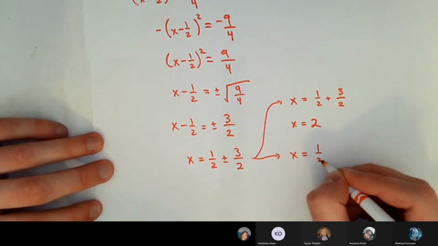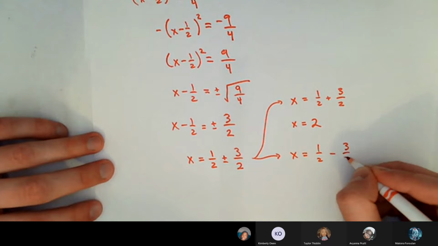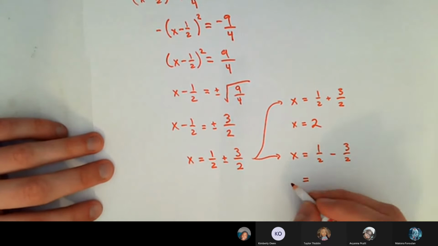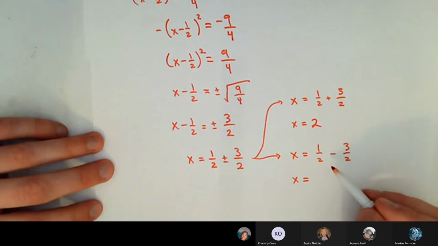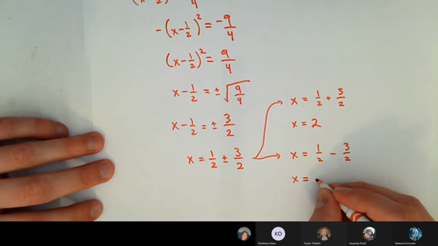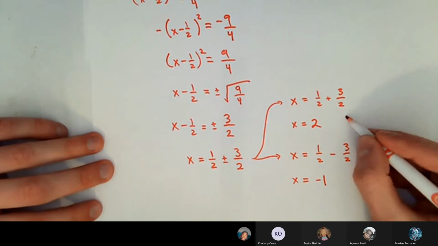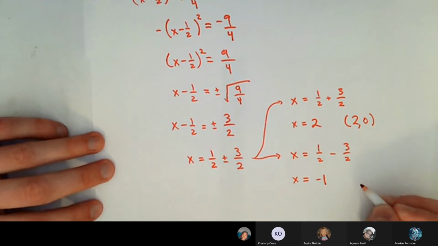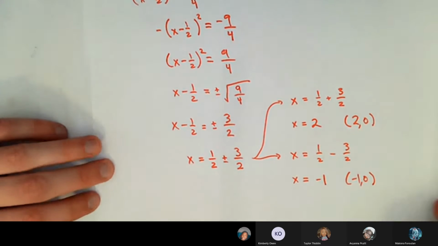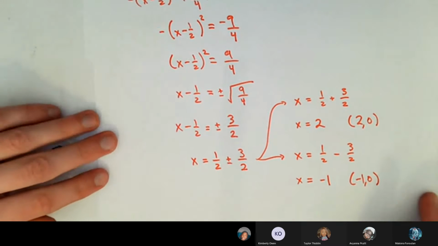And now the other one: x equals 1/2 minus 3/2. That's negative 2/2, so that's -1. So I have my two x-intercepts at (2, 0) and (-1, 0). Good.